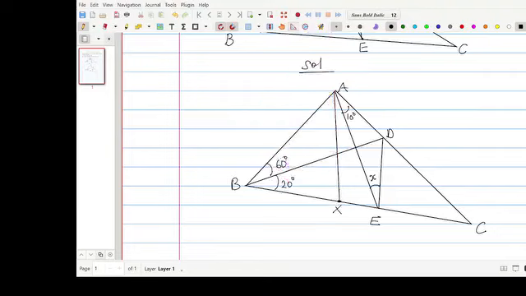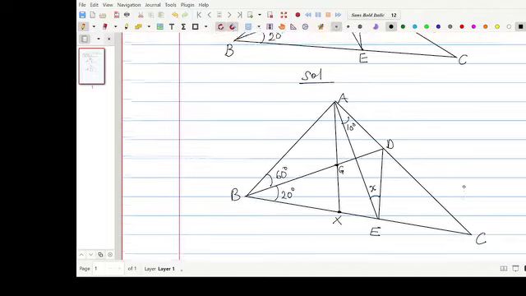So the next thing, this point of intersection, let's call it point G, for example. That's the point of intersection. All right. So we've made that connection.